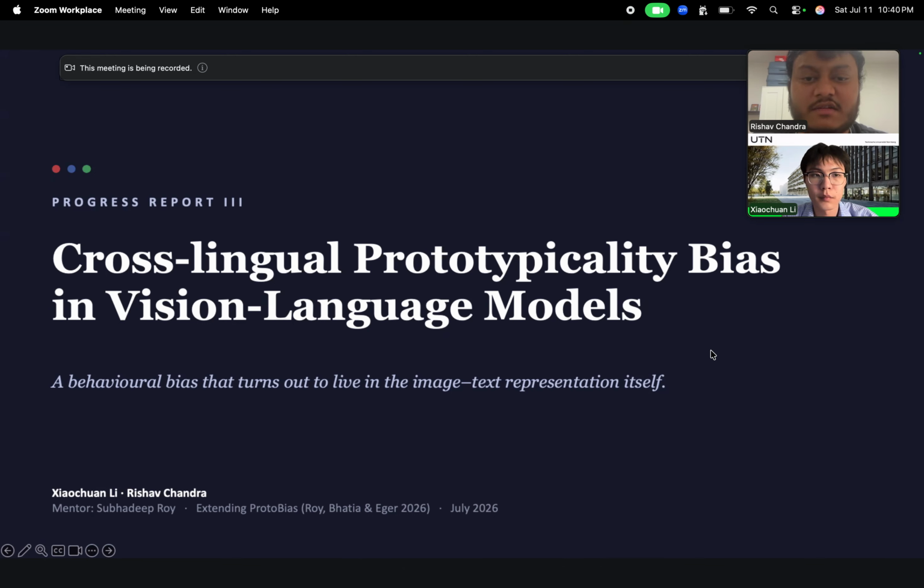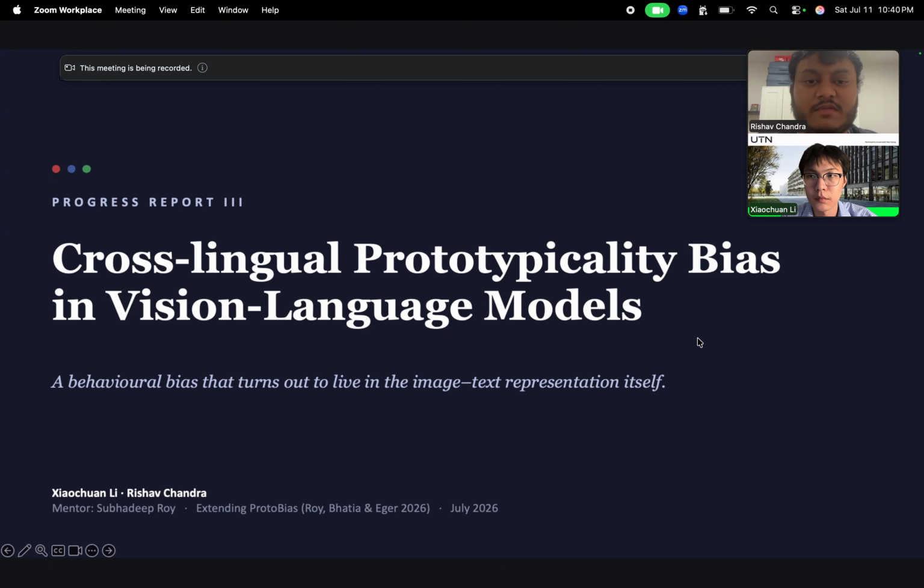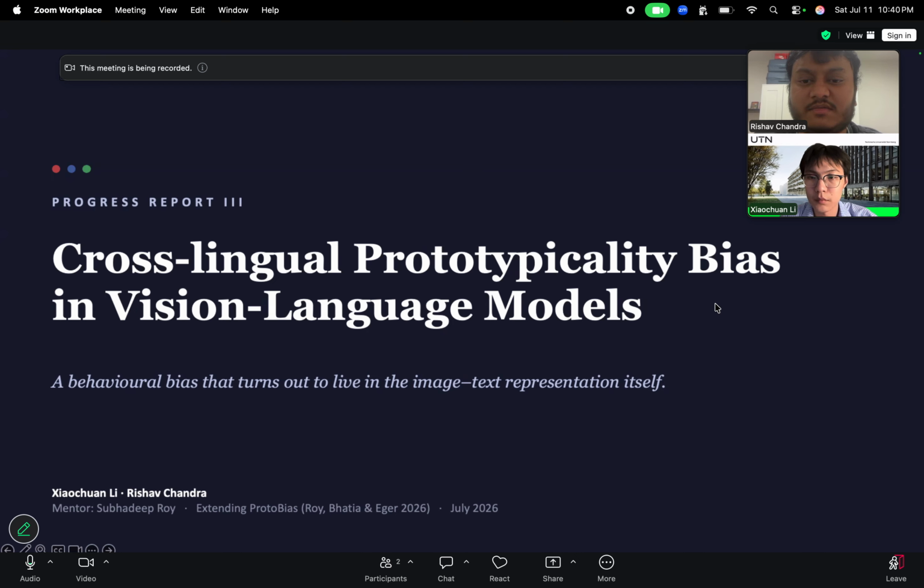Today we'll be presenting the third progress report of our project titled Cross-Lingual Prototypicality Bias in Visual Language Models. This work extends the proto-bias benchmark proposed earlier this year.